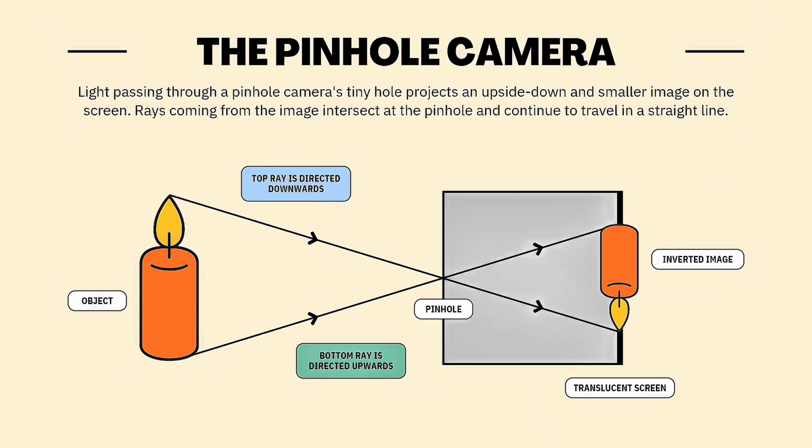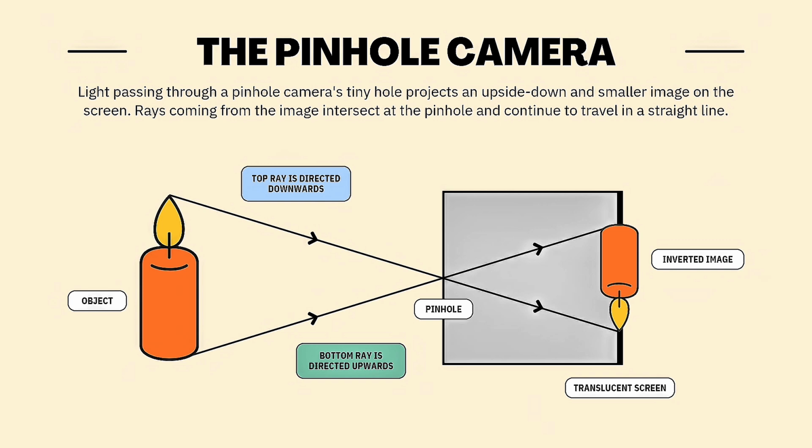The interesting thing is that the image formed by a pinhole camera is upside down, or inverted. Why does this happen? The rays from the top part of the object travel downward after passing through the pinhole, while the rays from the bottom part travel upward. Since the rays cross each other at the pinhole, the image appears inverted on the screen.